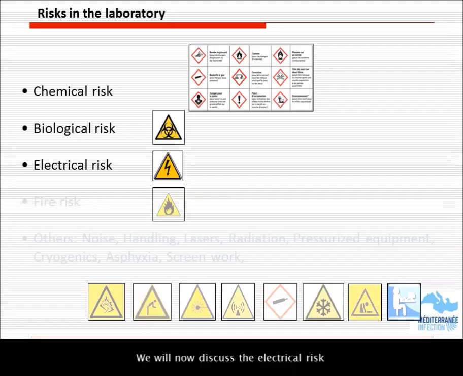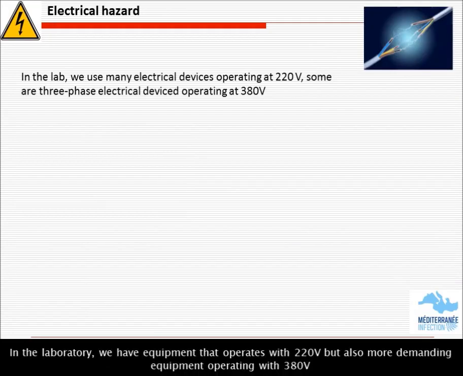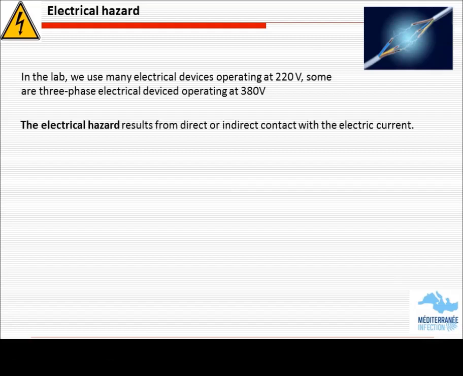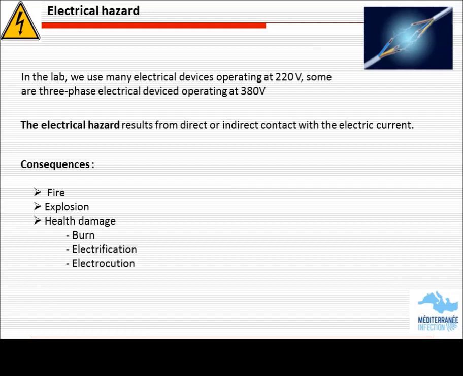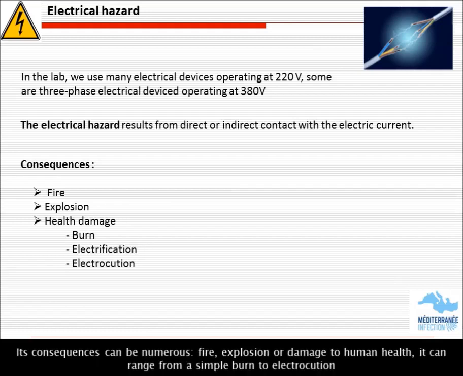We will now discuss the electrical risk. In the laboratory, we have equipment that operates with 220 volts but also more demanding equipment operating with 380 volts. The electrical risk is due to a direct or indirect contact with the electric current. Its consequences can be numerous: fire, explosion, or damage to human health. It can range from a simple burn to electrocution.